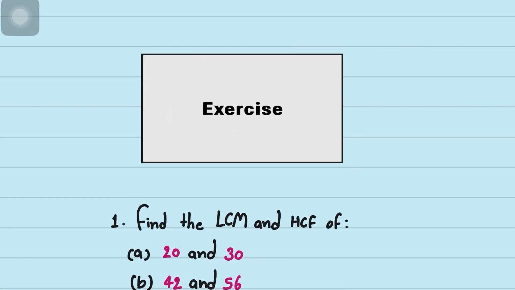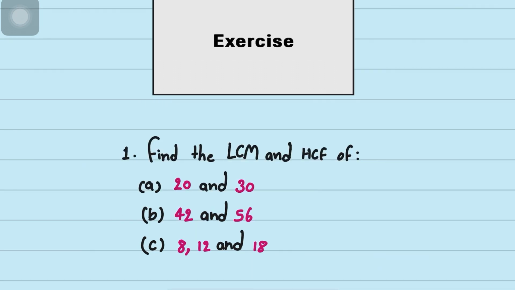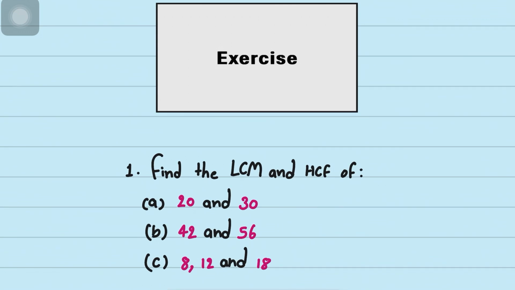Hopefully you get what prime factorization is and how to do it, as well as the factor tree and how to get a factor tree of any number. Now here I have some exercise for you. I want you to find the LCM and HCF by the prime factorization method, and write the answers in the comments. I'll see who gets it correct.